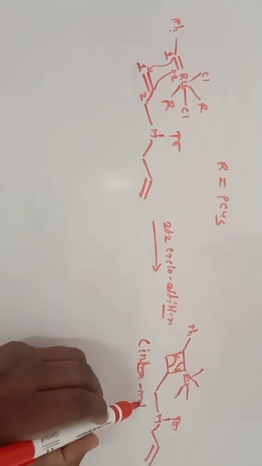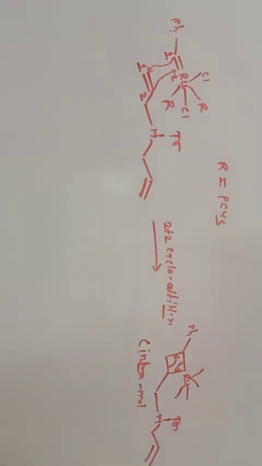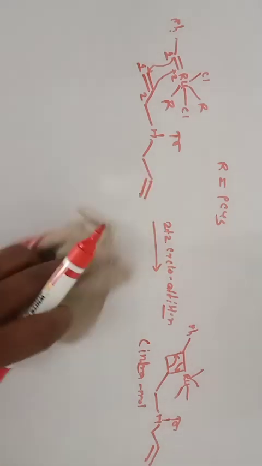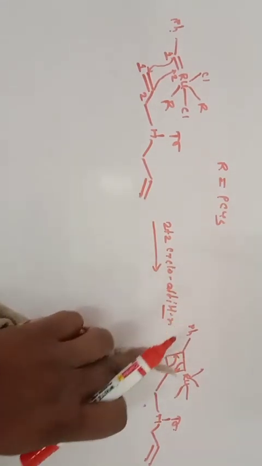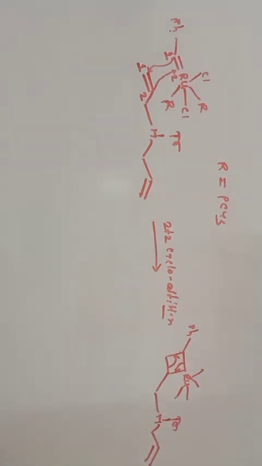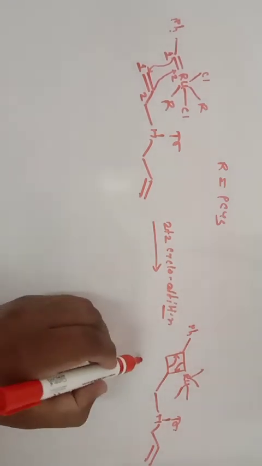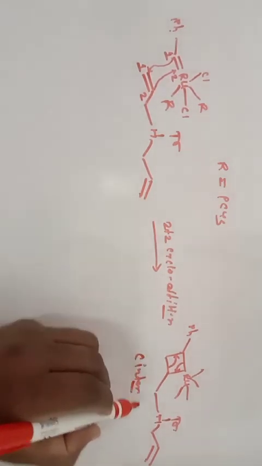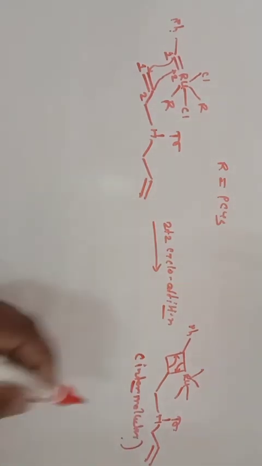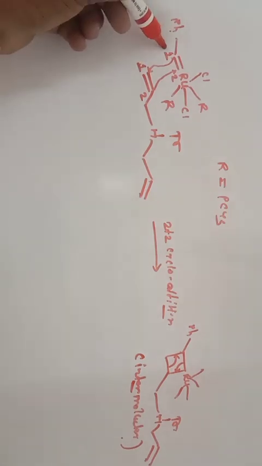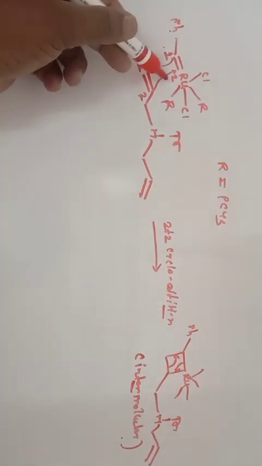It is an intermolecular, not intramolecular, because you should remember this one. I made a mistake. It is an intermolecular because one is your alkene and the second is your Grubbs catalyst. So they are both different. So it is an intermolecular metathesis reaction, and the new bond is formed between carbon number 1 and carbon number 2 and the metal atom.